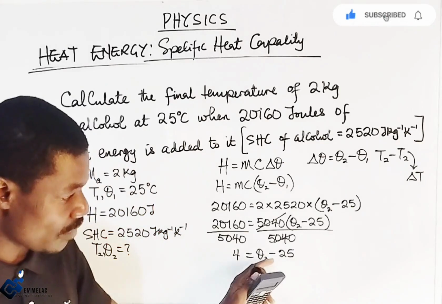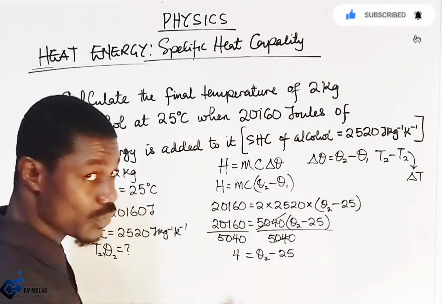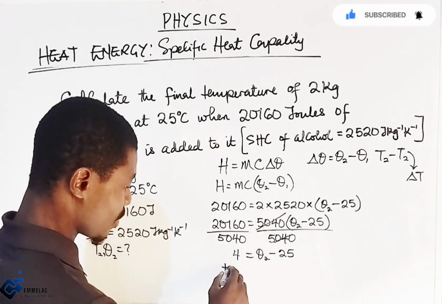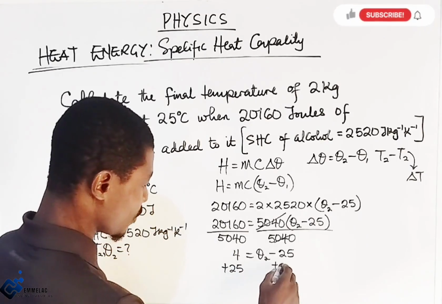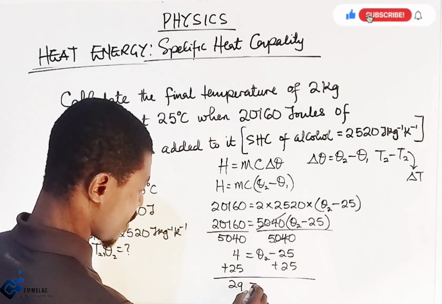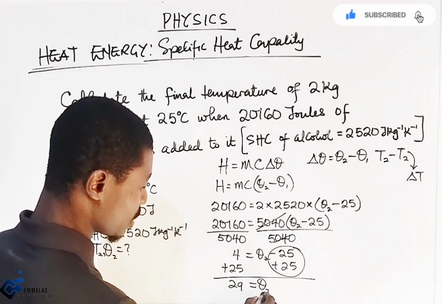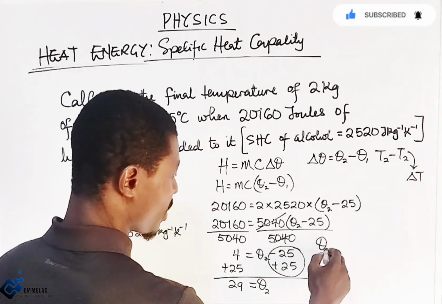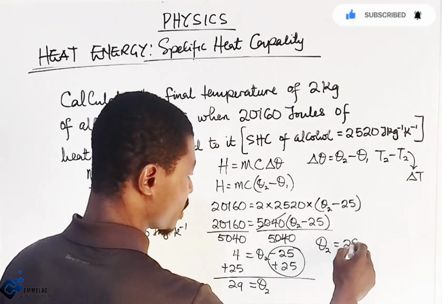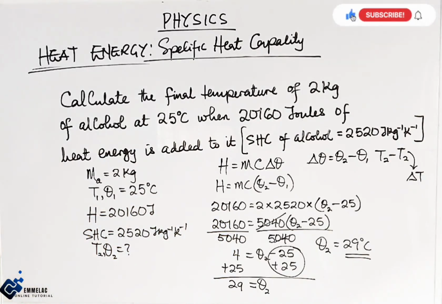Since we have negative 25 here, we just need to add 25 to both sides. Add 25 here, add 25 here. This will give us 29, then equals, the whole of this will give us 0. We are left with theta2. So our final temperature, theta2, is 29 degrees centigrade.